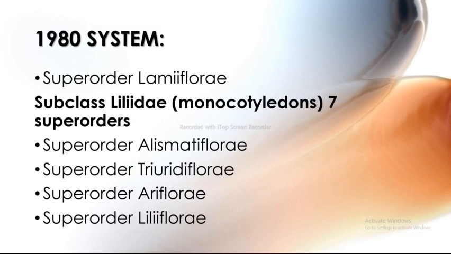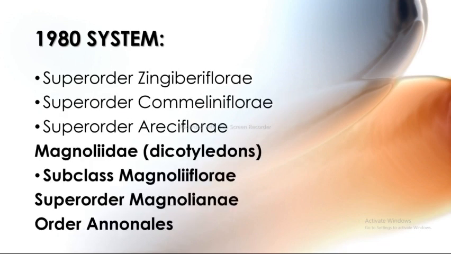The subclass Liliidae, Monocotyledons, includes 7 superorders: Alismatiflorae, Triuridiflorae, Ariflorae, Liliiflorae, Zingiberiflorae, Commeliniflorae, and Areciflorae.